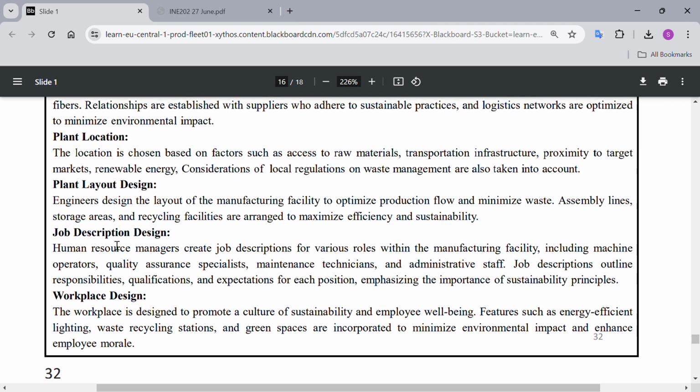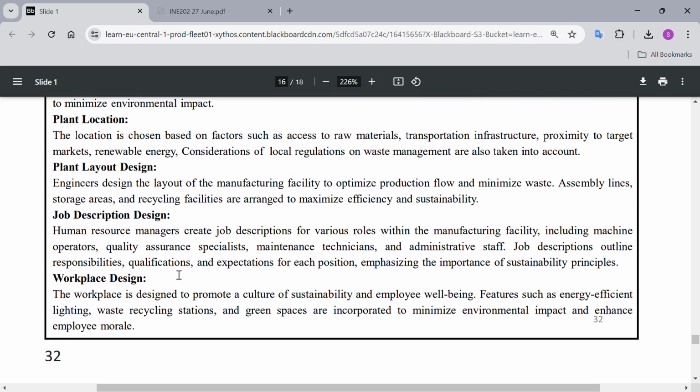So, and then we go to job description design. We're gonna describe the jobs, and this is part of HR's role, to describe each job title, and have all of the needed job titles: machine operators, quality assurance specialists, maintenance technicians, and administrator staff. And job descriptions outline responsibilities, qualifications needed, and expectations for each position.